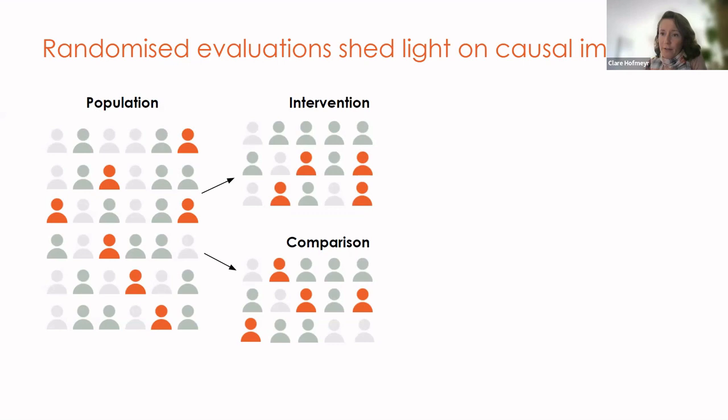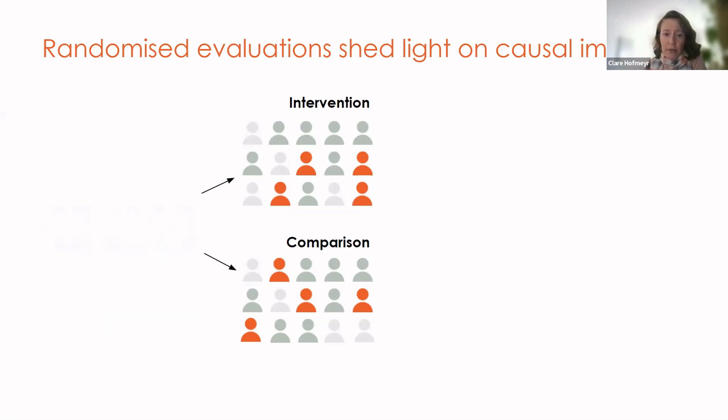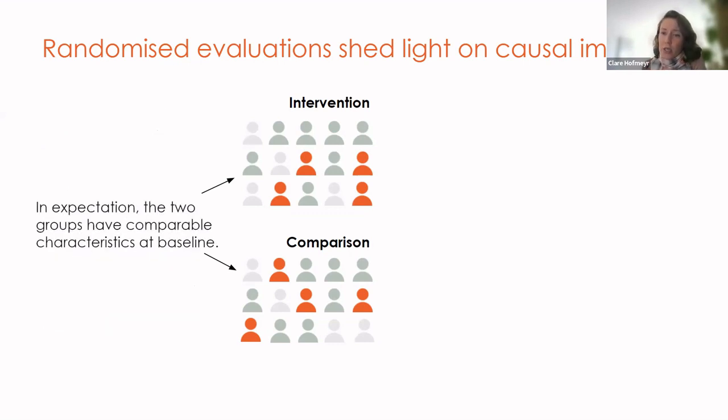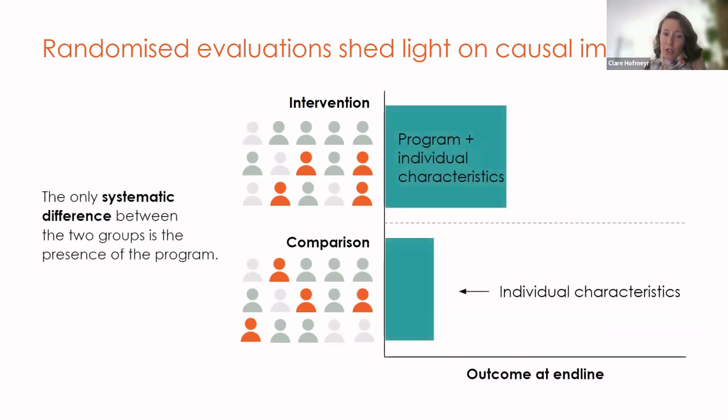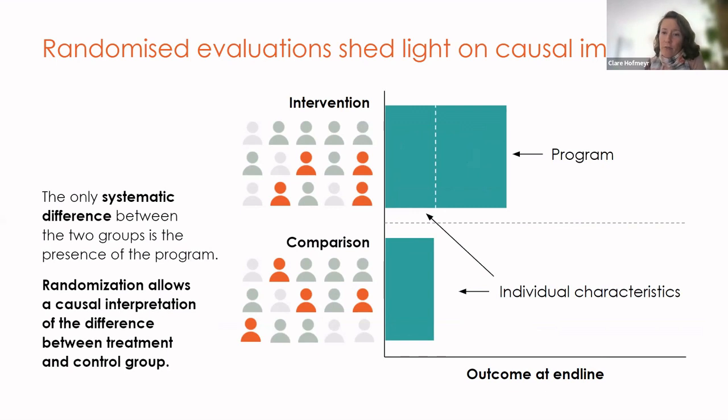So if you do have enough people in your sample, randomization will ensure that the only systematic difference between the two groups is the presence of the program. We can therefore assume that they are comparable in terms of average individual characteristics. And that means that we can attribute the difference in outcomes to the intervention with a high degree of confidence. That is, randomization allows a causal interpretation of the difference between the intervention and the comparison groups.